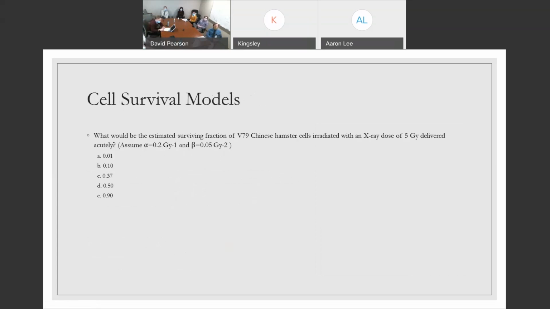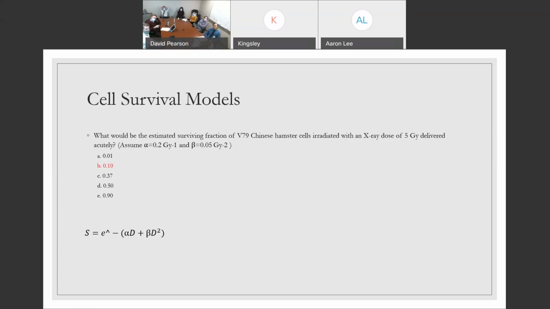In this example, they ask what the estimated surviving fraction is for these famous Chinese hamster cells when irradiated with a dose of 5 gray, and they give you alpha and beta. All you need to remember is your exponential with the alpha and beta parameters up in the exponent, and then it's just plug and chug from there. So after 5 gray, only 10% would be surviving in this example.